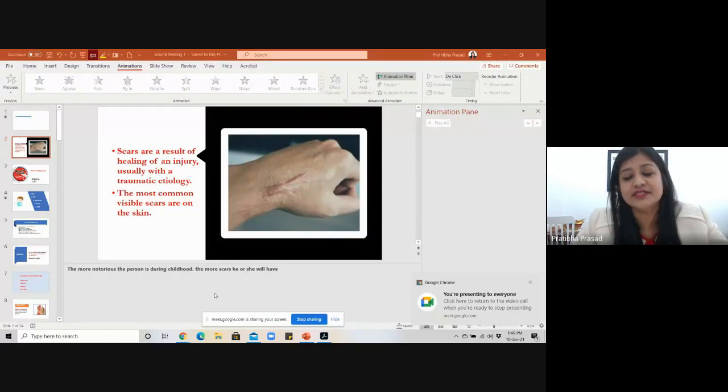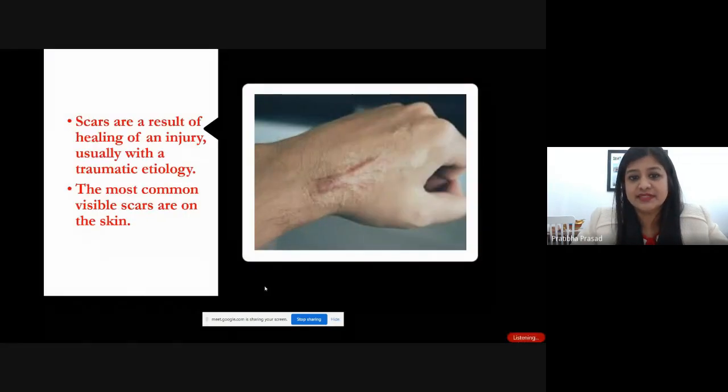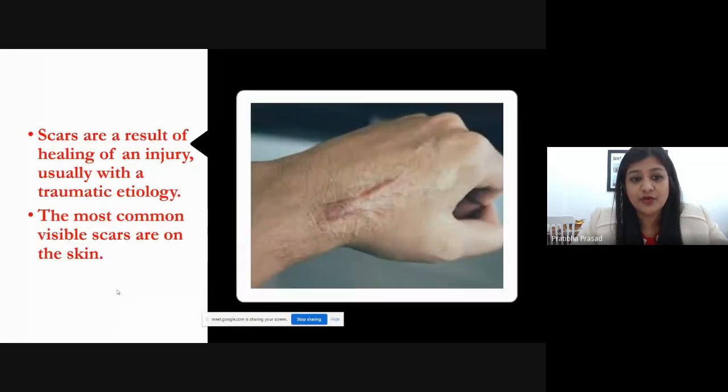Let's find out. What are scars? Scars can result from injury or any kind of trauma. The most common scars you can see are within the skin, yes? But in the oral cavity we also have wounds, and we will see how these wounds occur, how they heal, and what the different types are.